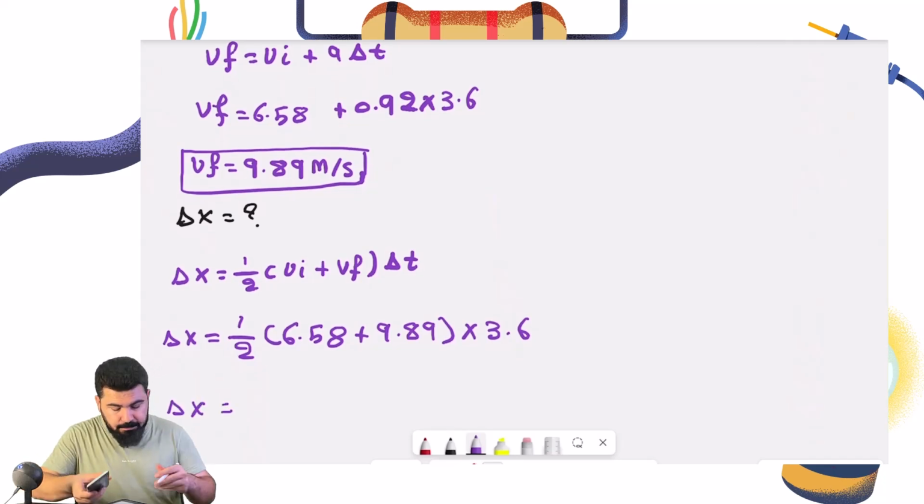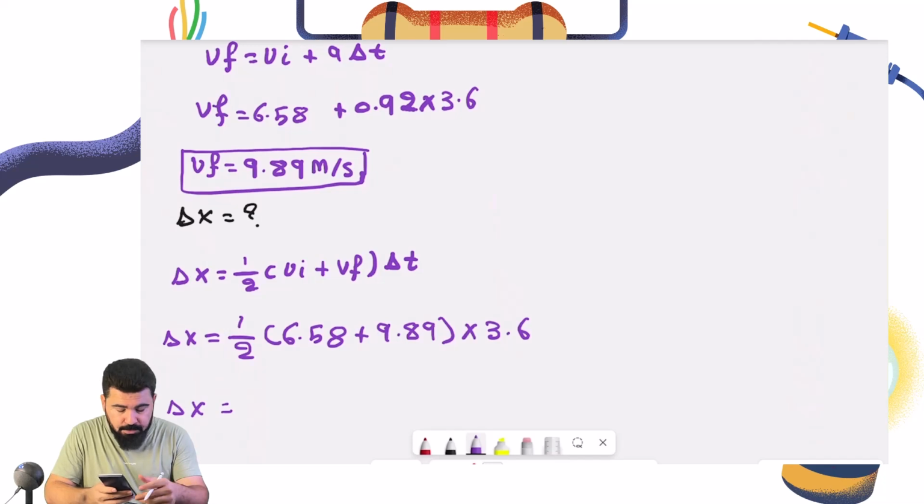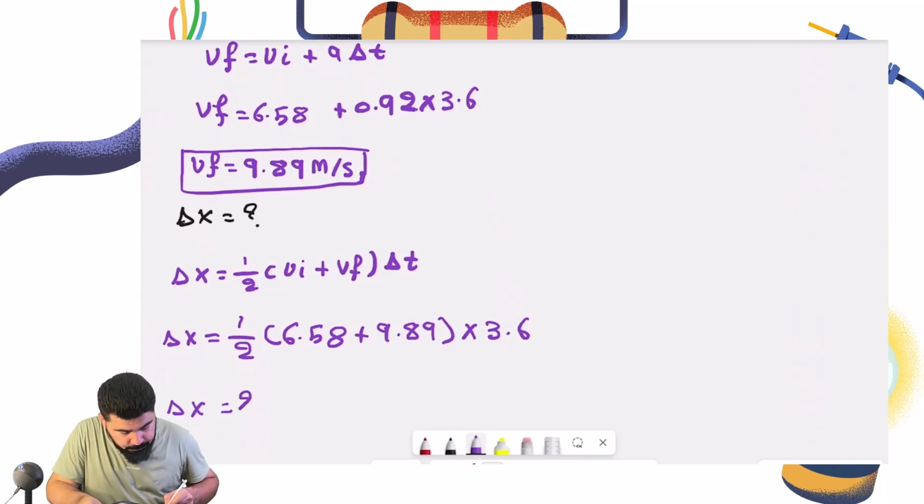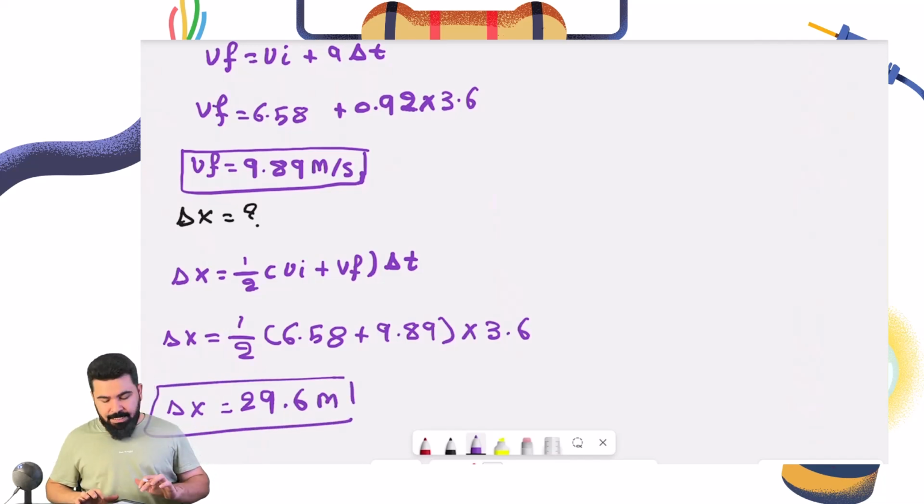Let's find this. 3.6 divided by 2, because 3.6 multiplied by 1 over 2 becomes 3.6 divided by 2. So we have 1.8. Multiply this by 6.58 plus 9.89. Okay, we have 29.6. So delta x is equal to 29.6 meter. Okay, this is delta x.